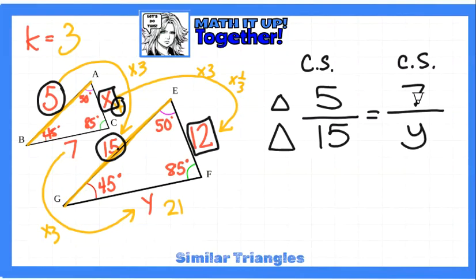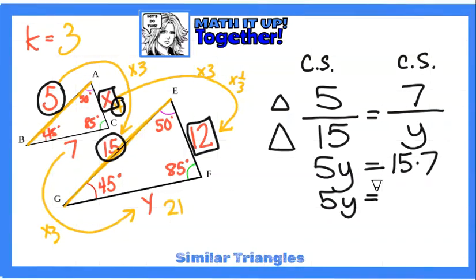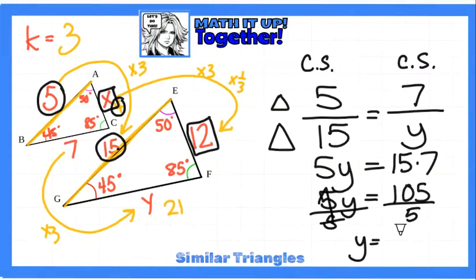What's this unknown? And again, I know this is very easy for you to do in your head, but it's just illustrating this. So 5y equals 105. It's 15 times 7. Divide both sides by 5. 1y is just y, and of course this turns out to be 21.